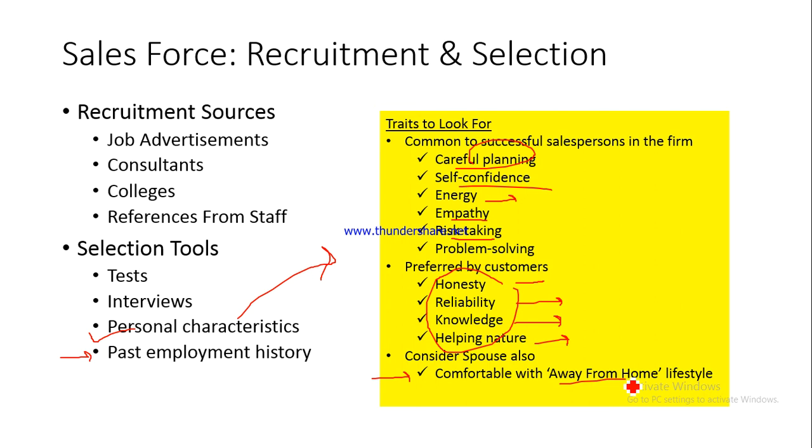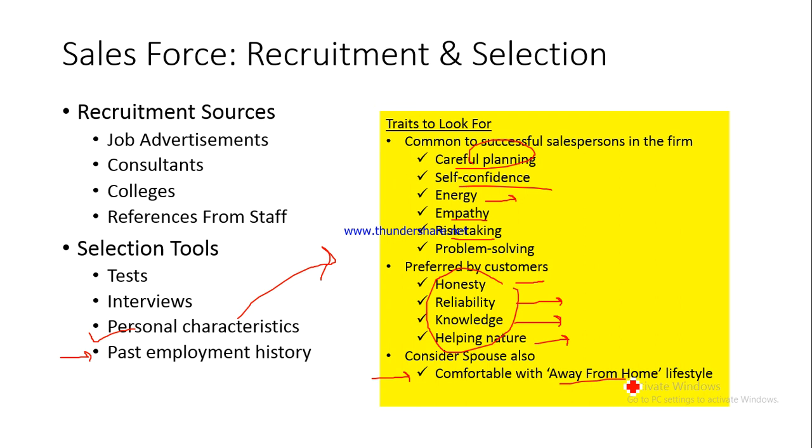So many a times we should also find out whether the spouse is comfortable with this away from home lifestyle of the salesperson, because if the spouse is not comfortable, what would happen? We will select a particular candidate and we would post him on job, and then he would leave after some point of time because he is facing problems at the domestic end. His spouse is not very comfortable, and because of which he will be compelled to leave the job, and that is something that we don't want. So we also have to take into account the spouse, whether he or she is comfortable with this kind of lifestyle or this nature of job of the salesperson or not.